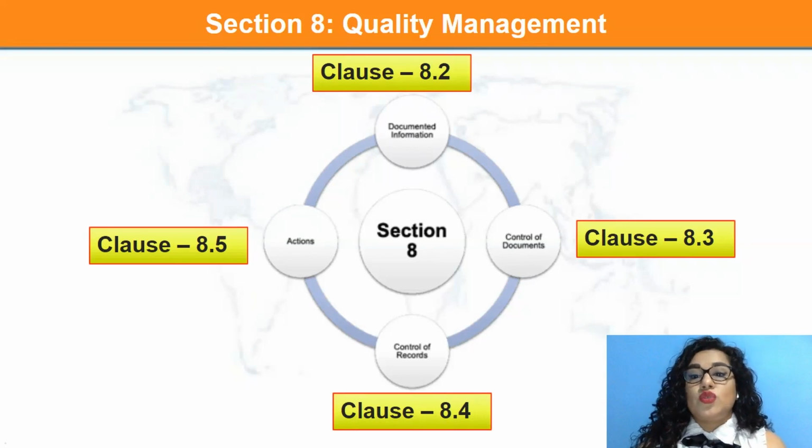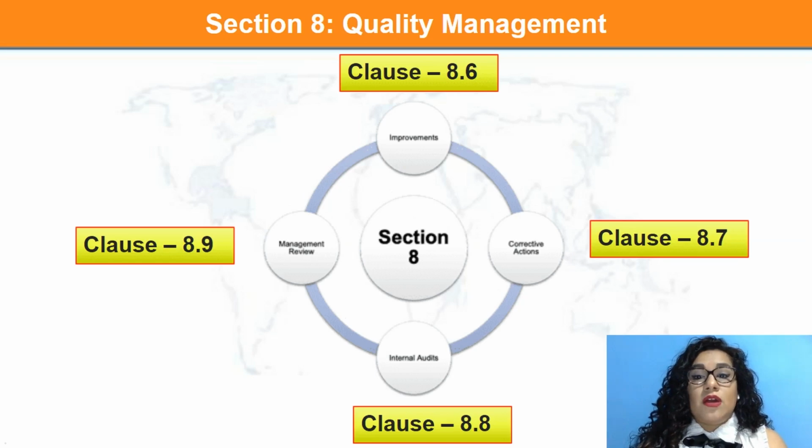Your biobank must control the documents related to the requirements of this ISO 20387. How do you control them? Also, the control of your records. Your biobank must establish and maintain legible records and retain records for a period consistent with its contractual and legal obligations. And the actions to address risks and opportunities. The biobank must consider the risks and opportunities associated with its biobank activities and develop, implement, and document action plans to mitigate such risks.